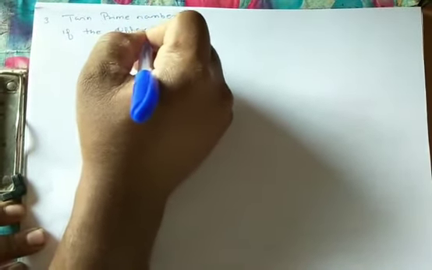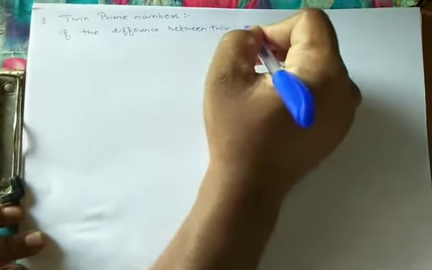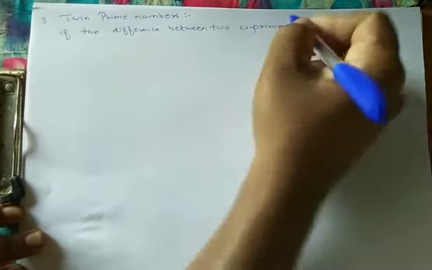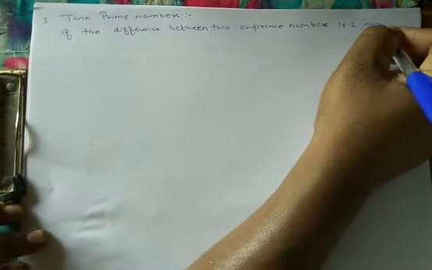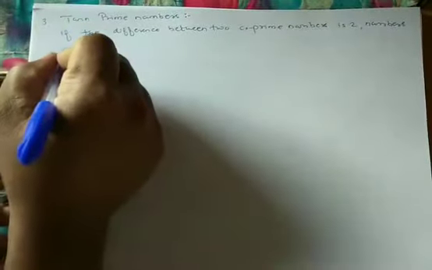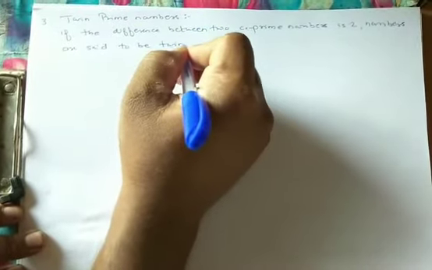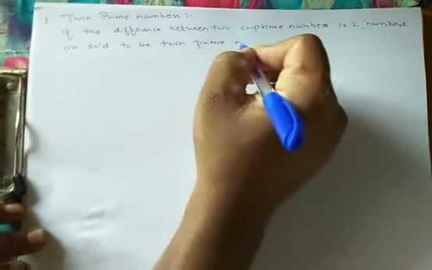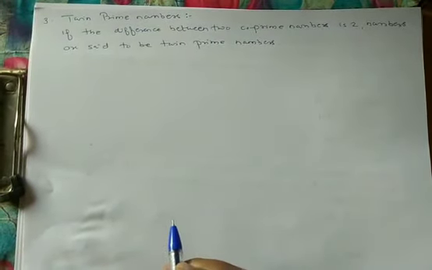Next, twin prime numbers. What is meant by twin prime numbers? If the difference between two co-prime numbers is 2, then the numbers are said to be twin prime numbers. That is, if the difference between two co-prime numbers is 2, then the numbers are twin primes.